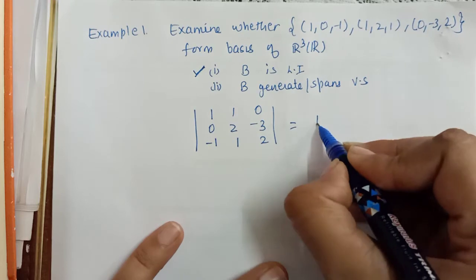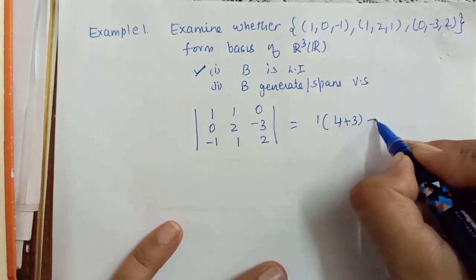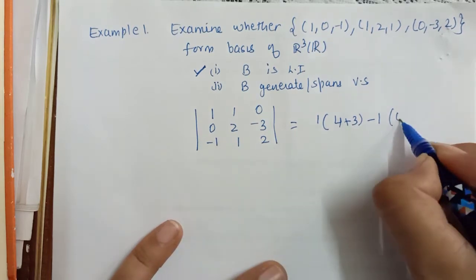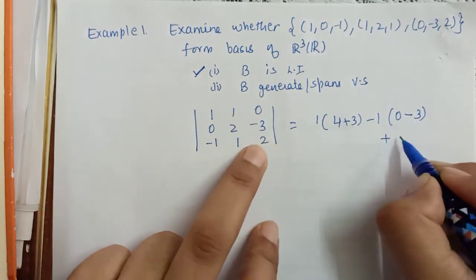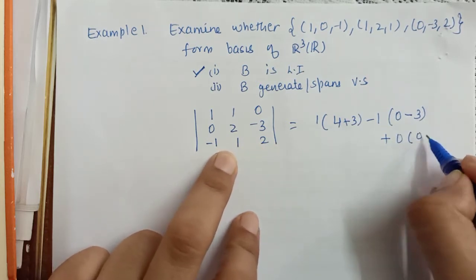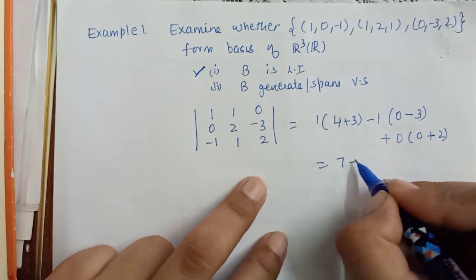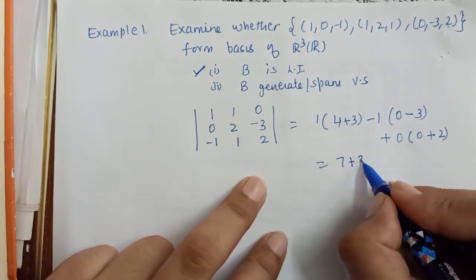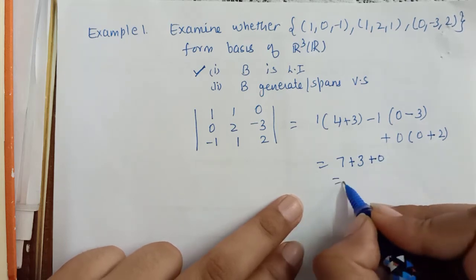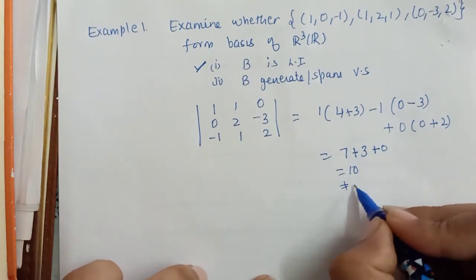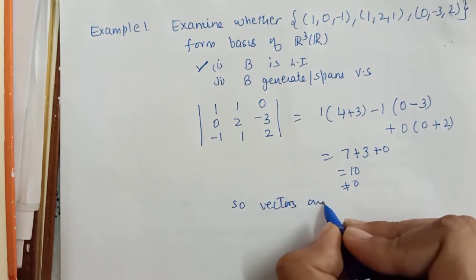So let us check. This will be 1 into 4 plus 3, minus 1 into 0, this will be minus 3, and plus 0 into 0 plus 2. So this will be 7 plus 3 plus 0. So this is non-zero. So these vectors are linearly independent.